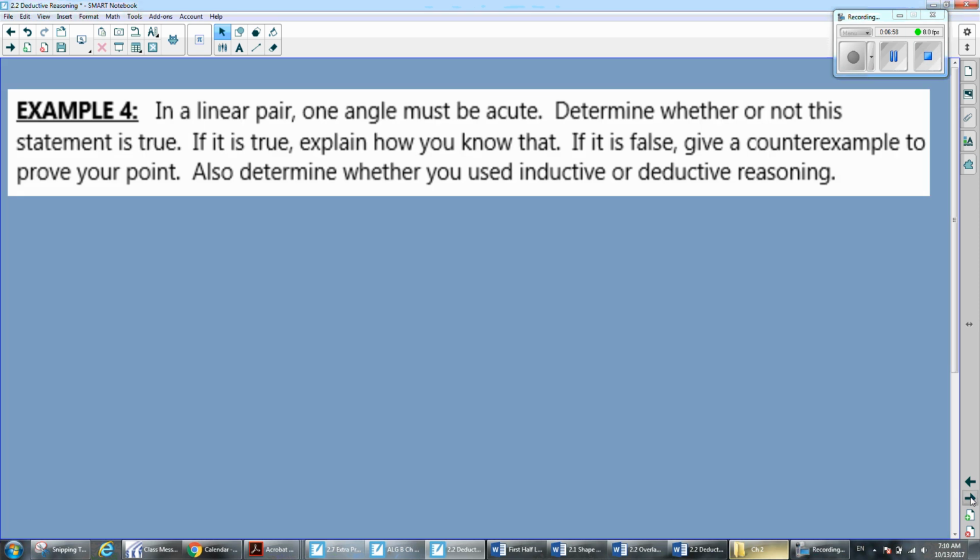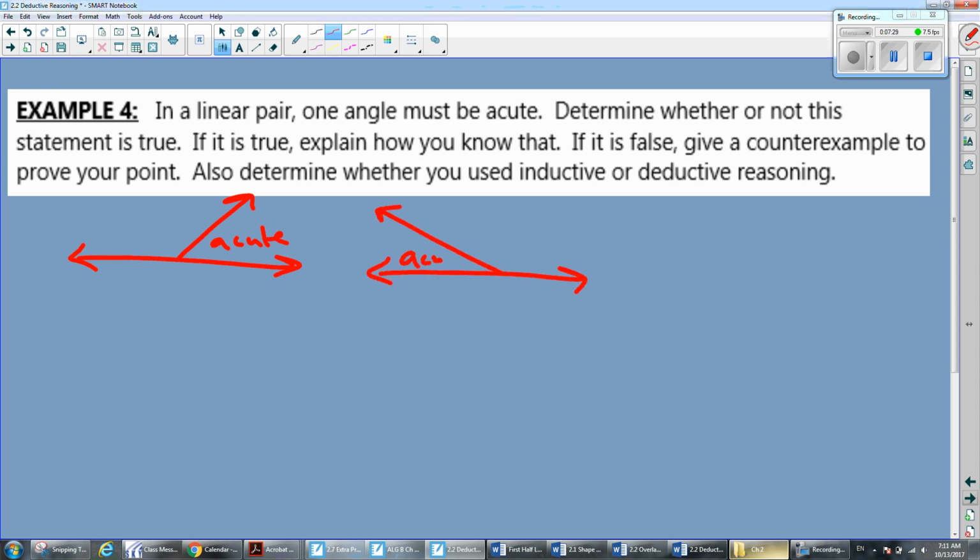In a linear pair, one angle must be acute. Determine whether or not this statement is true. If it is true, explain how you know that. If it's false, give a counterexample to prove your point. Also determine whether you used inductive or deductive reasoning. Okay, so my linear pairs, two angles that form a straight line. So here we can see we have an acute angle. Again, here would be an acute angle.